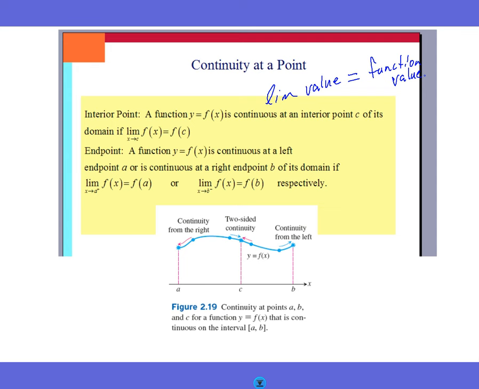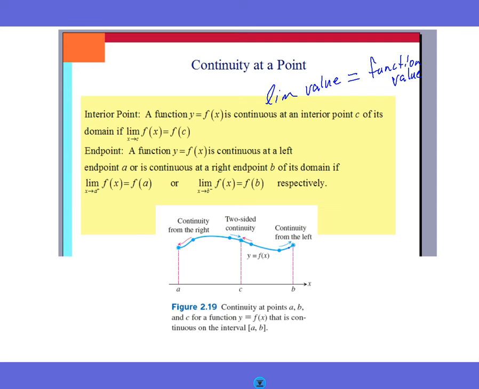Now, when they talk about endpoints, they are very specific about whether it's continuous at the endpoint or not. What it's saying here is that for a right endpoint, b, if the limit as x comes from the left of b is equal to the function value, that makes sense. They kind of show you that. This is the big one because this is what you're mostly going to have to do. In fact, this is so huge that you need to know this.